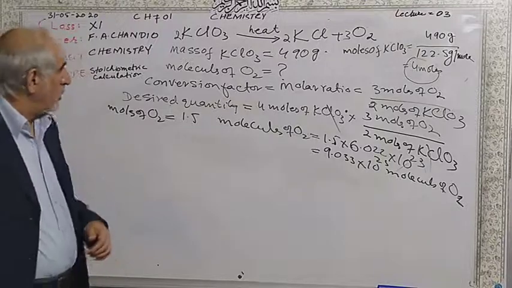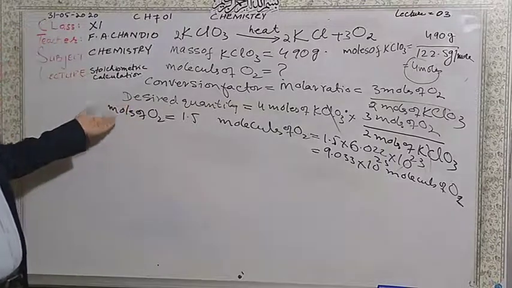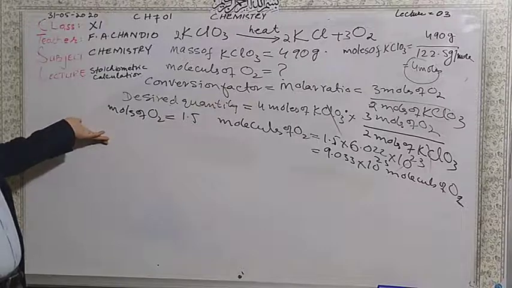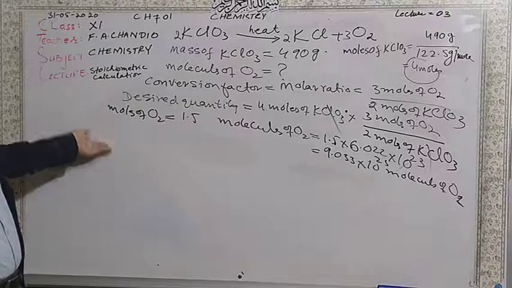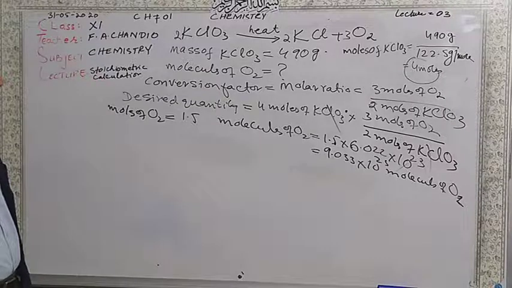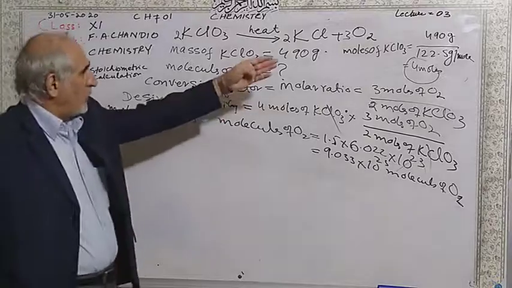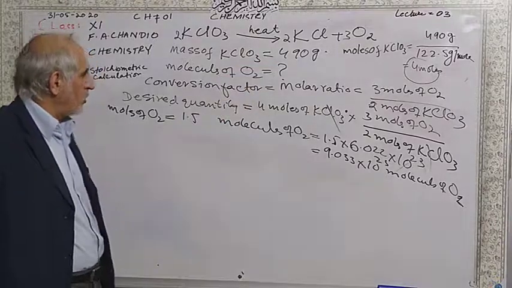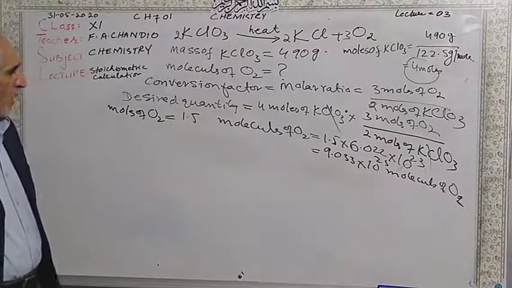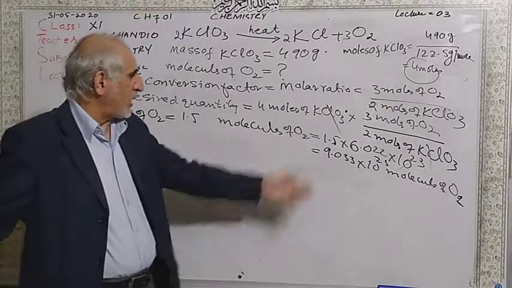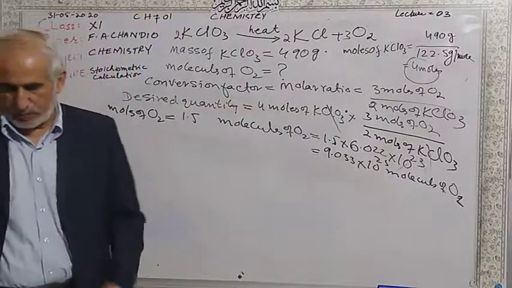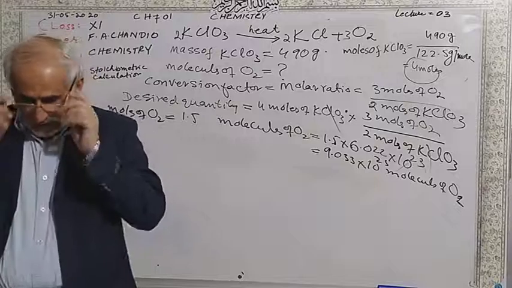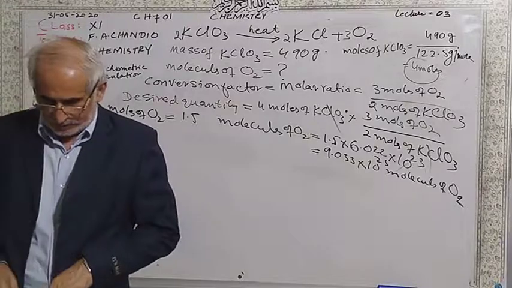So if you calculate like this, the conversion factor is 3 moles of oxygen to 2 moles of potassium chlorate, and 4 moles of potassium chlorate. We have calculated this: 3 over 2 multiplied by 4, these are the number of moles, multiplied by Avogadro's number. Previously we did this same thing.